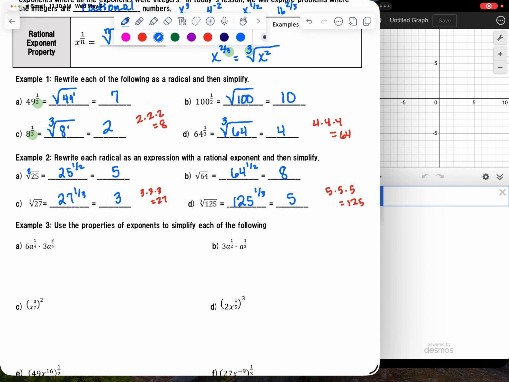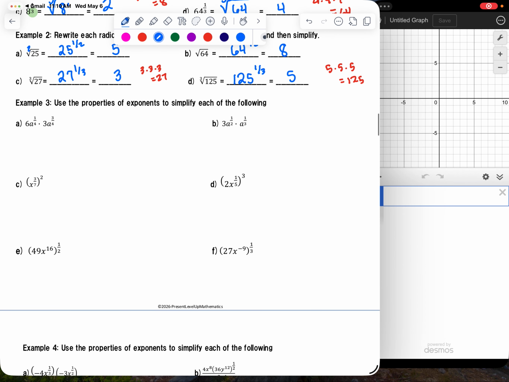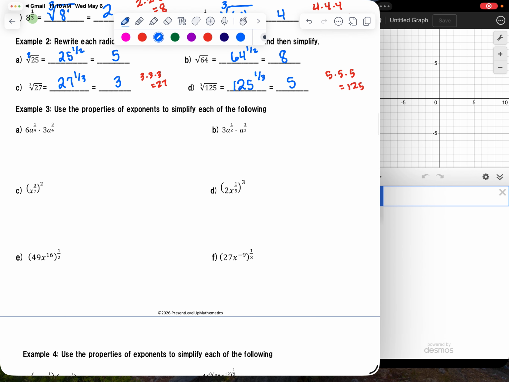Now, the properties of exponents that you've learned over the last couple of previous lessons all apply to rational exponents. So in this next example, we're going to be using some of the properties you've learned in previous lessons to simplify problems that have rational exponents. So in problem A, we have 6a to the 1/4 power times 3a to the 3/4 power.